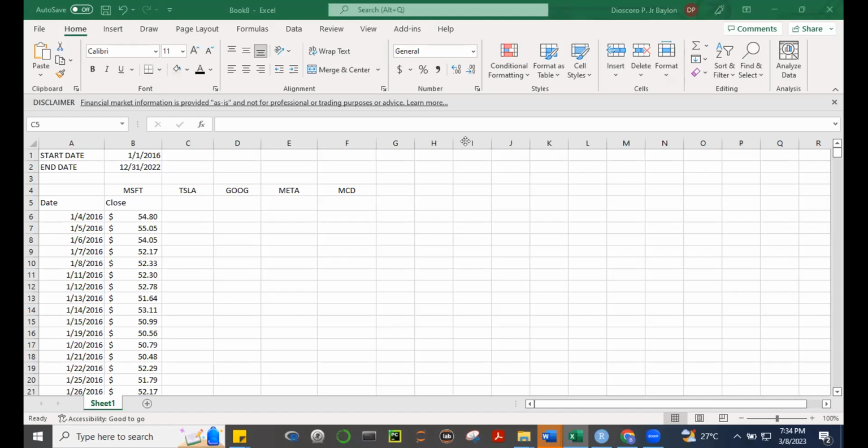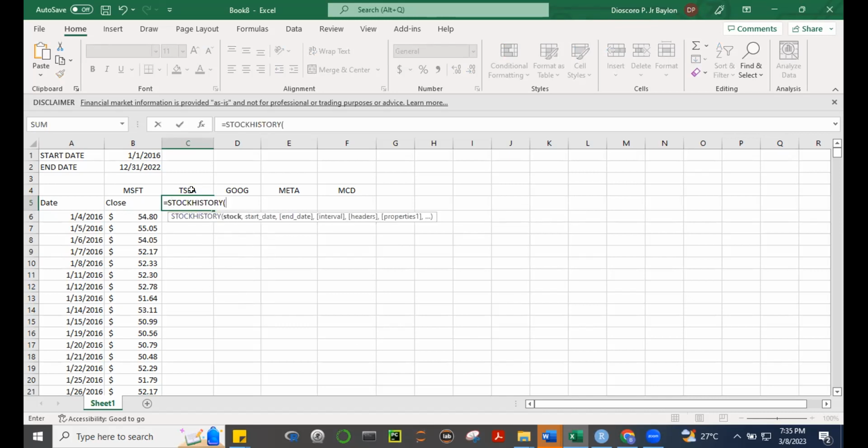Okay, so let's now get the stock prices for Tesla, Google, Meta, and McDonald's. Now, for this one, you notice that for Microsoft, I placed the formula here in A5 because I had to include the date first, and then the price will be on the next column. For Tesla, we don't need the date, so I'm going to put it under Tesla so that the prices will just be the one to be downloaded. Okay, so stock history.